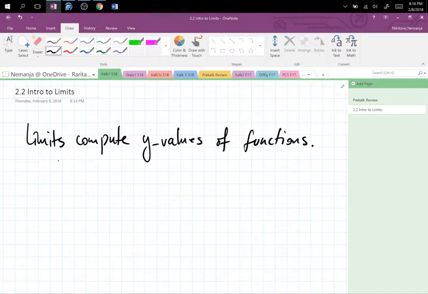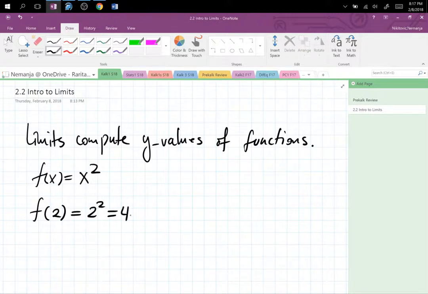You have your good old function that you all know and like. f of x equals, say, x squared. The pre-calculus will ask you what is the f of 2, and you will say, it's 2 squared, it's 4. Great.